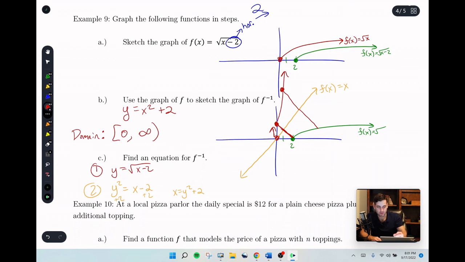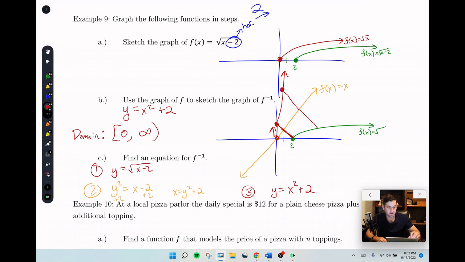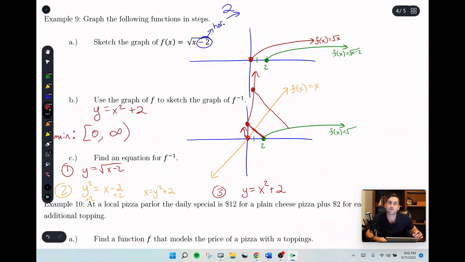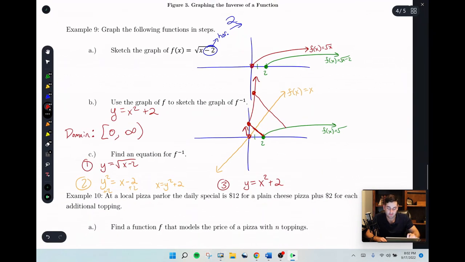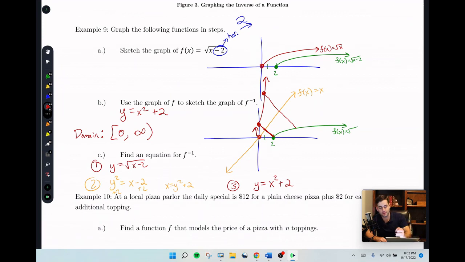Now step 3. Step 3 was to switch x and y. So now we're left with y equals x squared plus 2. And to keep in mind, we did restrict that domain because we do know this function is only going to be half of it and it's not going to be the whole thing. Because when we squared that square root, right? When we squared that square root, we didn't have a plus or minus in front of the square root beforehand because that would have made it not a function.